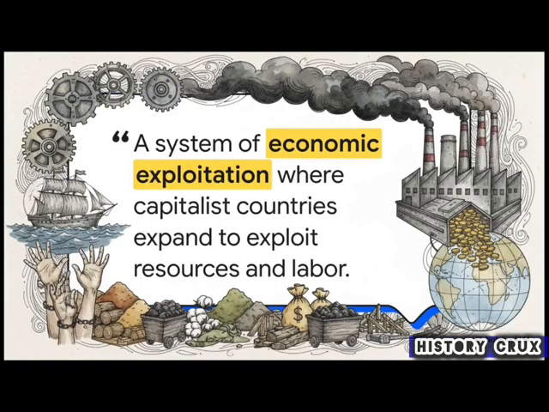He looked at colonialism and saw one thing above all else: economics. For him, this was just capitalism doing what capitalism does, constantly expanding to find new resources, cheaper labor, and new markets to sell things to. It was all about the profit motive.